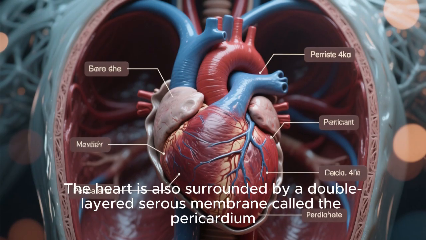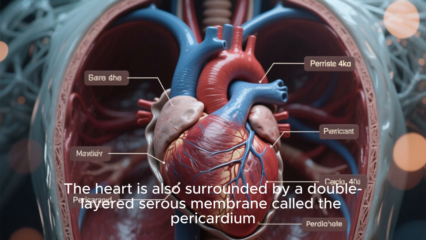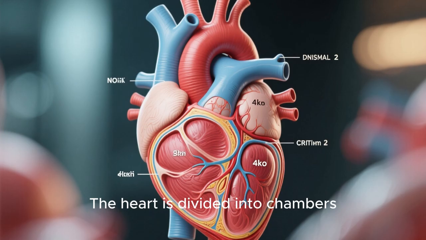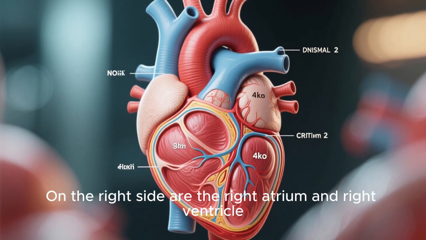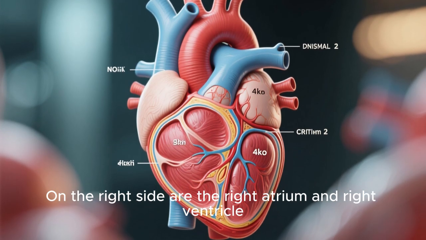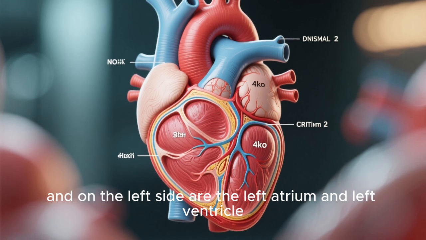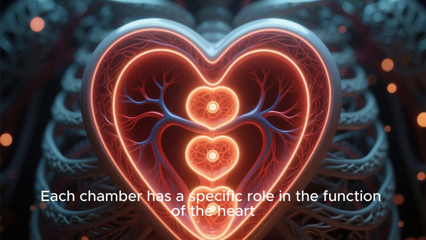The heart is also surrounded by a double-layered serous membrane called the pericardium, which anchors the heart in place and provides protection. The heart is divided into chambers. On the right side are the right atrium and right ventricle, and on the left side are the left atrium and left ventricle. Each chamber has a specific role in the function of the heart.